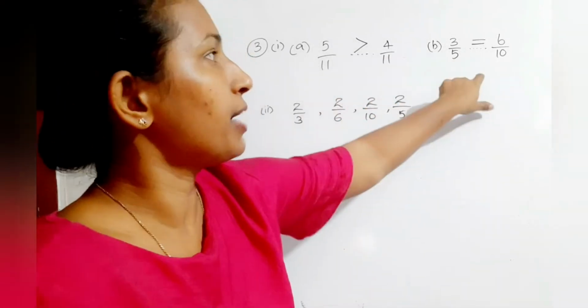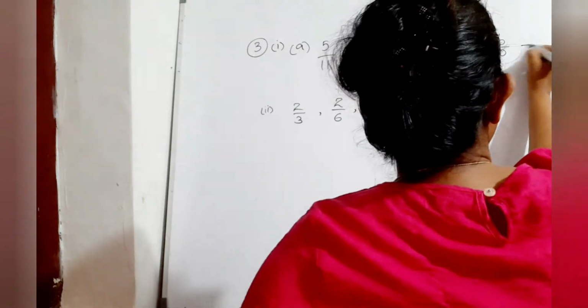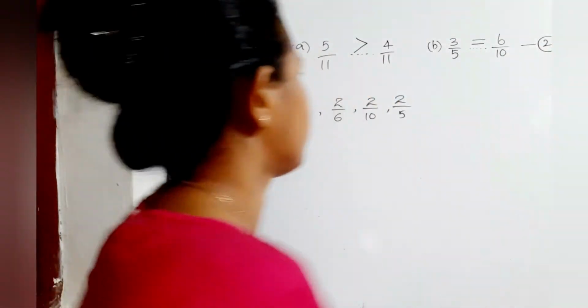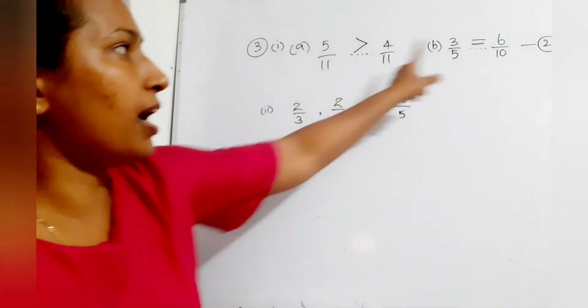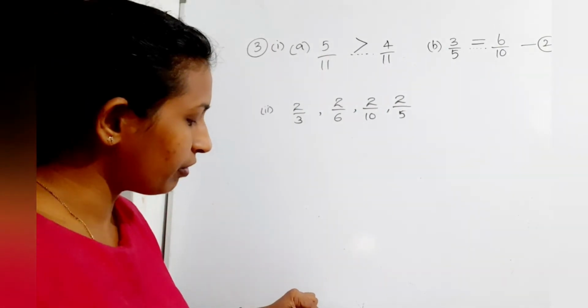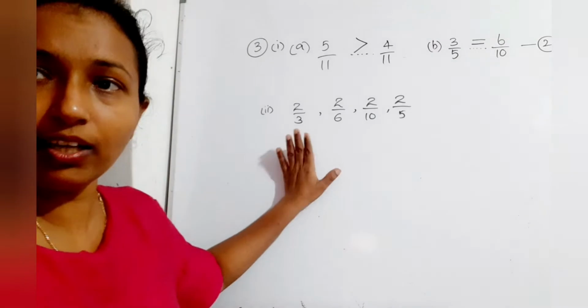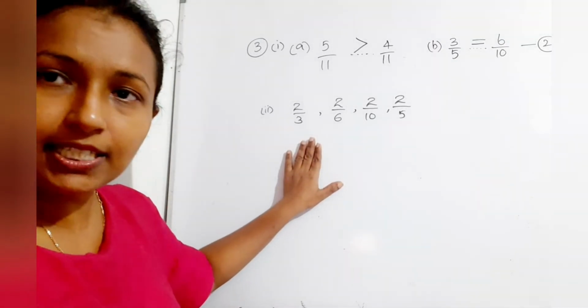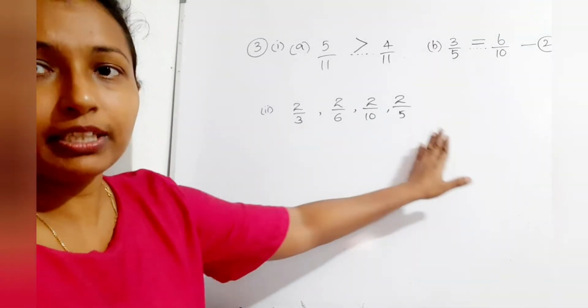1 mark, 1 mark, 2 marks will be given. Okay, like that. Okay, write down the following fractions in ascending order. Ascending order means from smallest to the biggest.